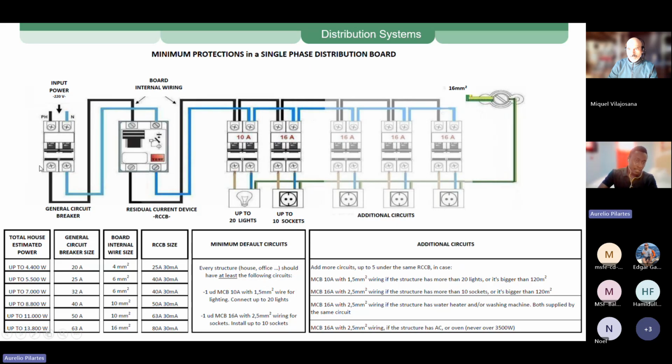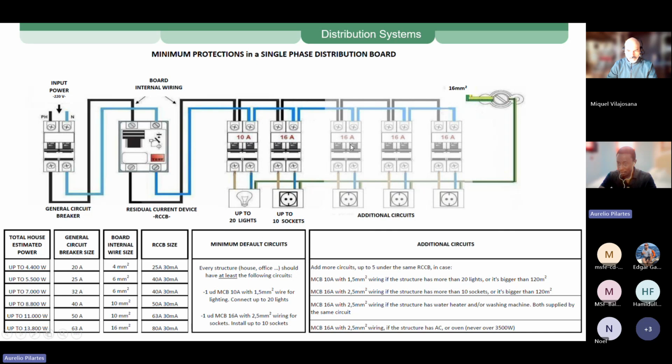So, and here the rating of this main circuit breaker will depend on the size of your installation. After you have the power balance of your installation, you know the total power of your installation. This is what will dictate the rating of this main circuit breaker. And then the rating of this main circuit breaker will dictate what should be the power capacity of this RCCB. It should always be equal or bigger than the rating current of this one. So the rating current of the RCCB, of this RCCB here.